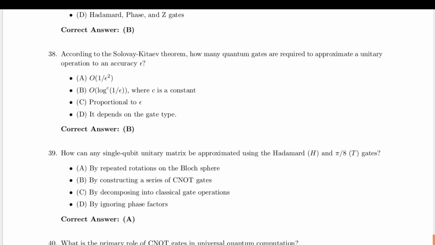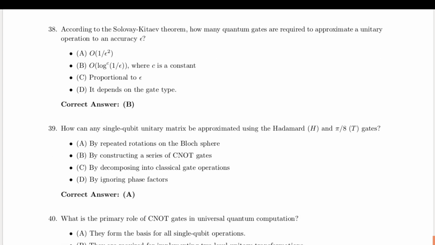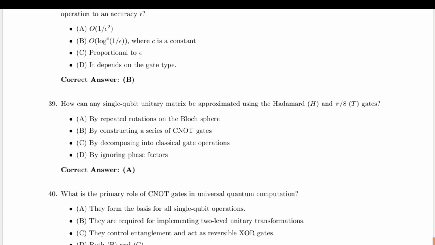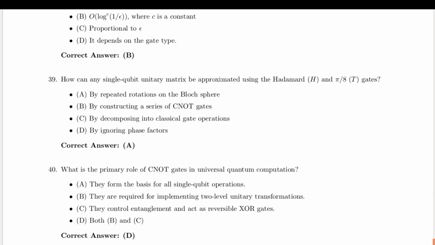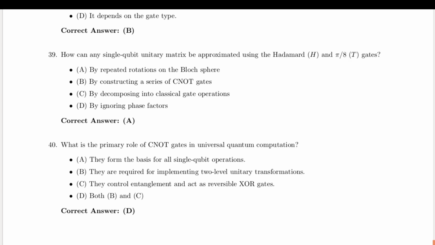3. Approximating single qubit unitary matrices. Using the Hadamard (H) and T gates, any single qubit unitary operation can be approximated. These gates allow precise rotations and transformations on the Bloch sphere, enabling full control over individual qubits. The Solovay-Kitaev theorem ensures that this approximation is efficient, requiring a number of gates that scales logarithmically with the desired accuracy. This efficiency makes H and T gates foundational for building practical quantum circuits.